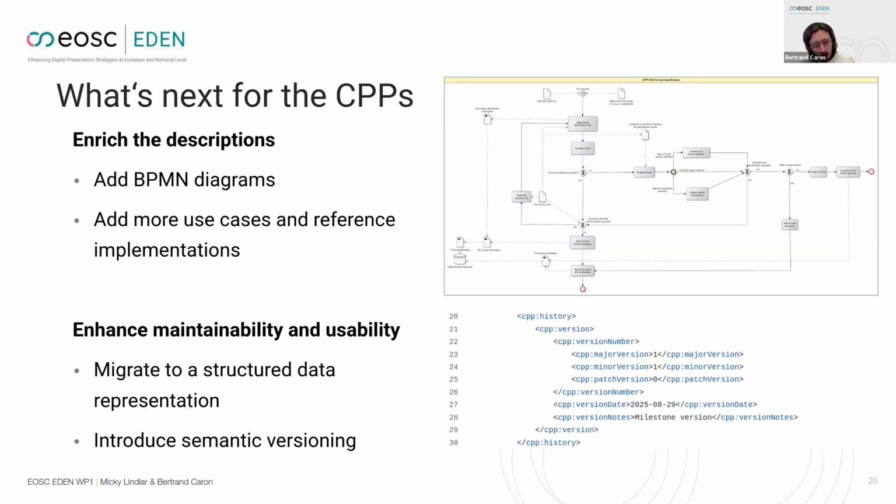In addition to that, we want to enhance their maintainability and usability. And this will be done through, first of all, the migration to a GitHub repository, and at the same time, a structured data representation that will allow for an evolution process that should be easier to handle. And we also want to introduce semantic versioning.